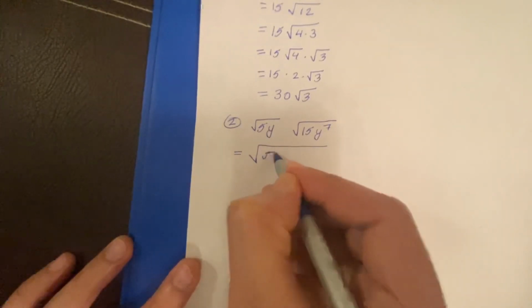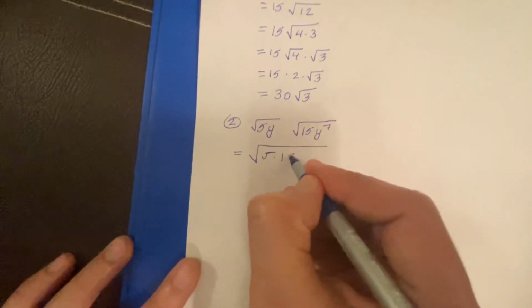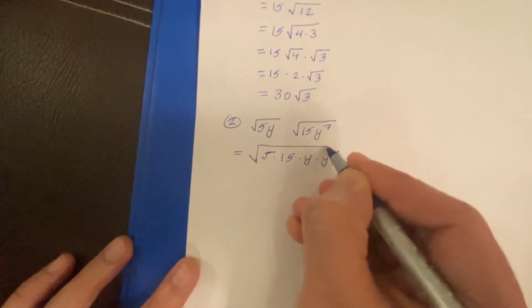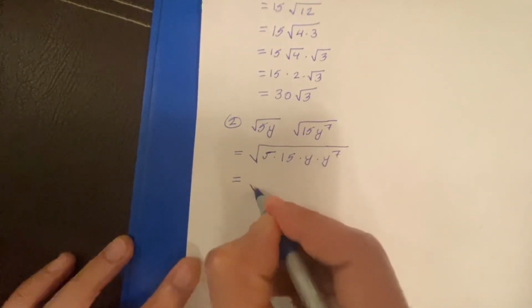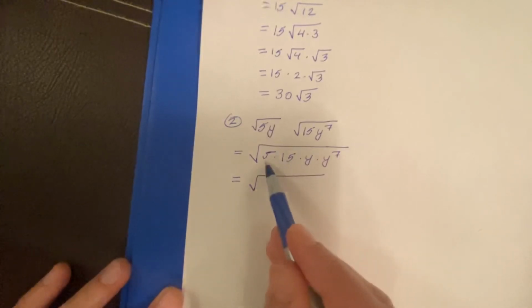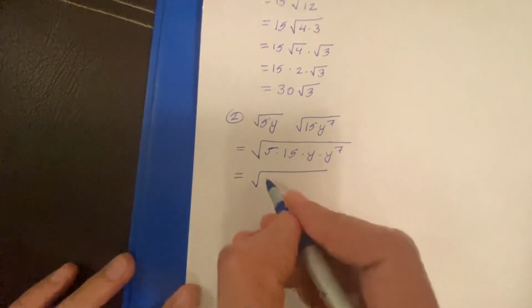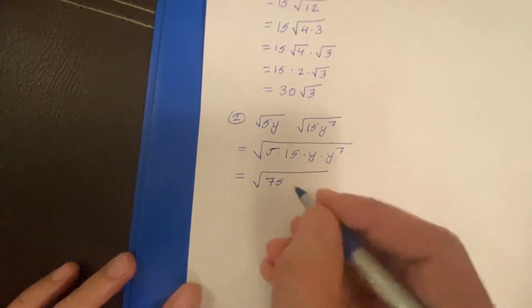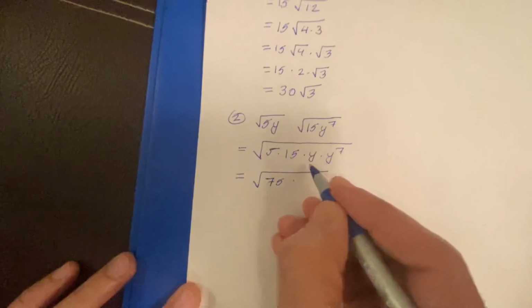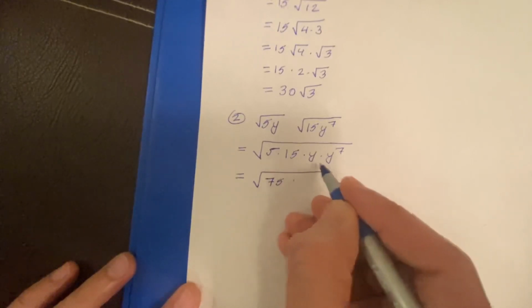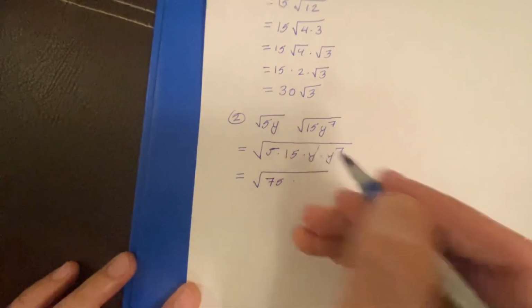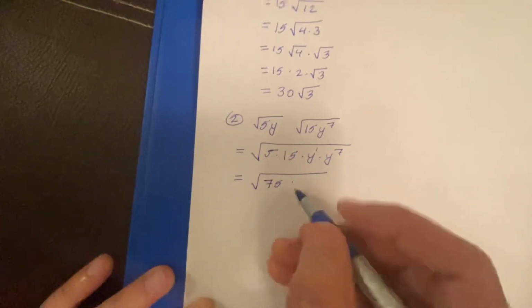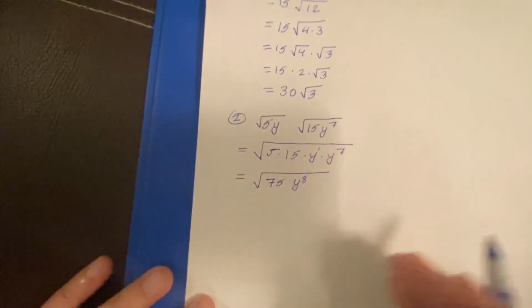5 times 15 times y to the power 7. So again, square root of 15 times 5 is 75, and y to the power 1 times y to the power 7 is, well, if we have the same base, you can just combine these into a single base, and the power is always 1. Even if you don't write it, the power is always 1. So y to the power 8.